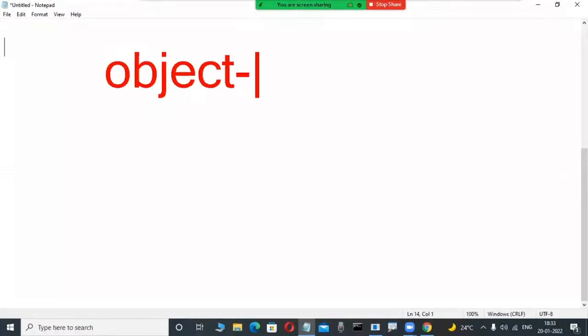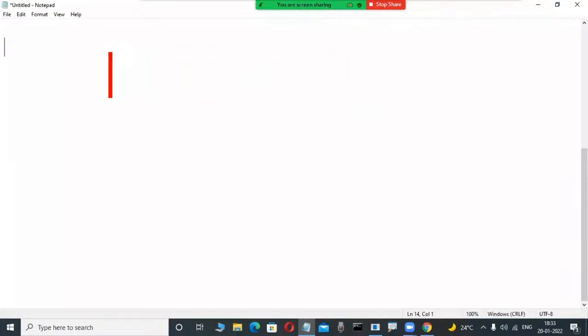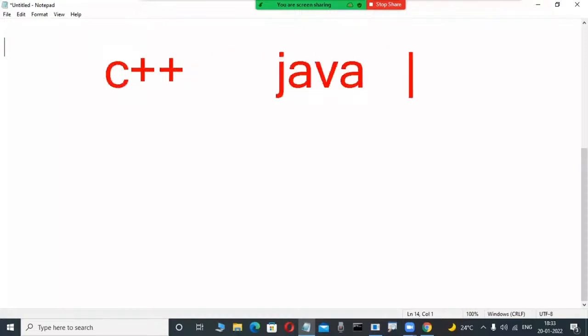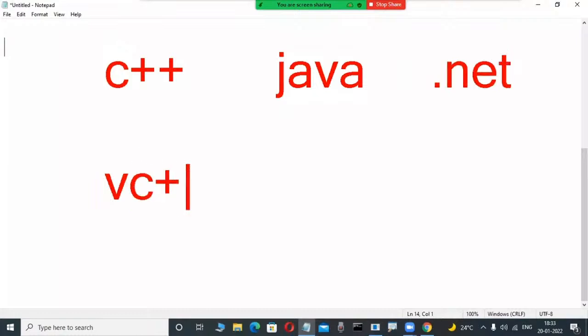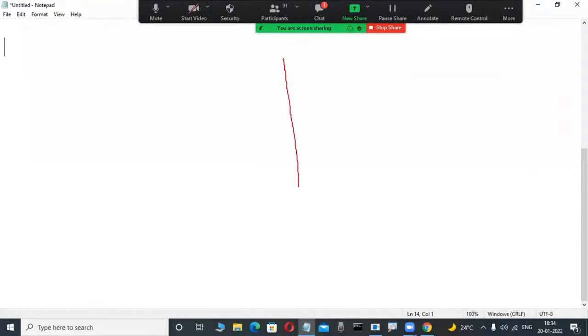Suppose there are so many object-oriented languages worldwide. Maybe so many fellows have an idea. What are the object-oriented languages worldwide? C++ is an object-oriented language. Java is a popular object-oriented language. C# .NET is an object-oriented language. VC++ is an object-oriented language. So many object-oriented languages are there. Suppose I take two languages as an example. Through that, same concepts exist, and similar concepts we are observing. Are all these SQLs different or the same?